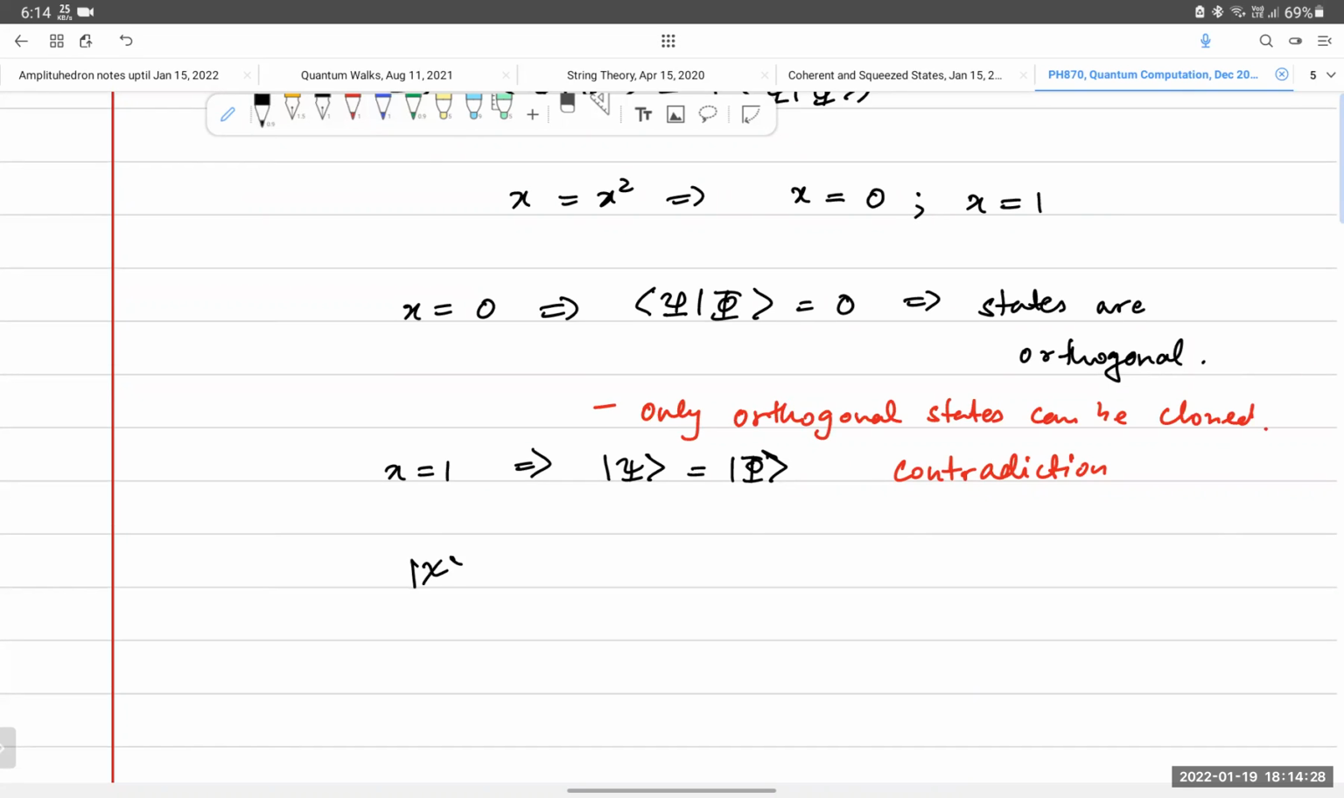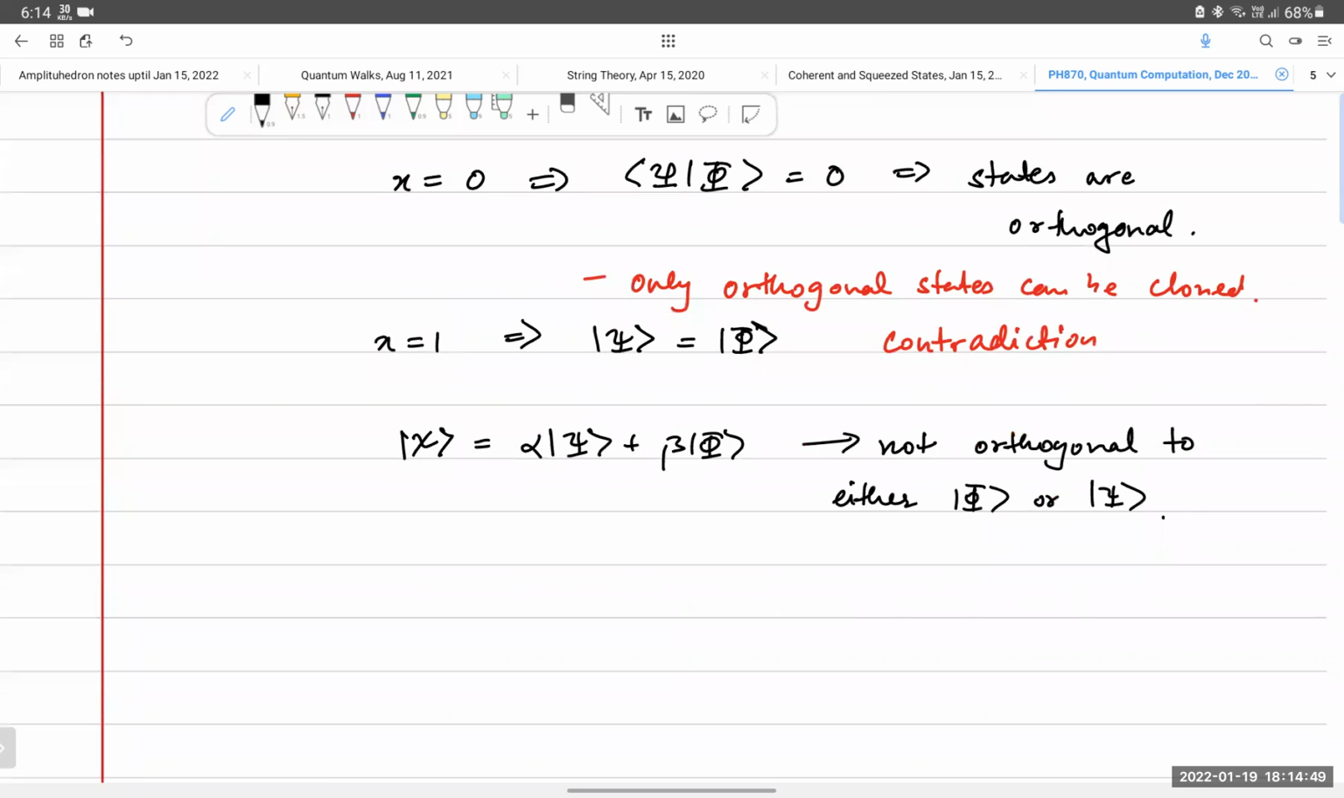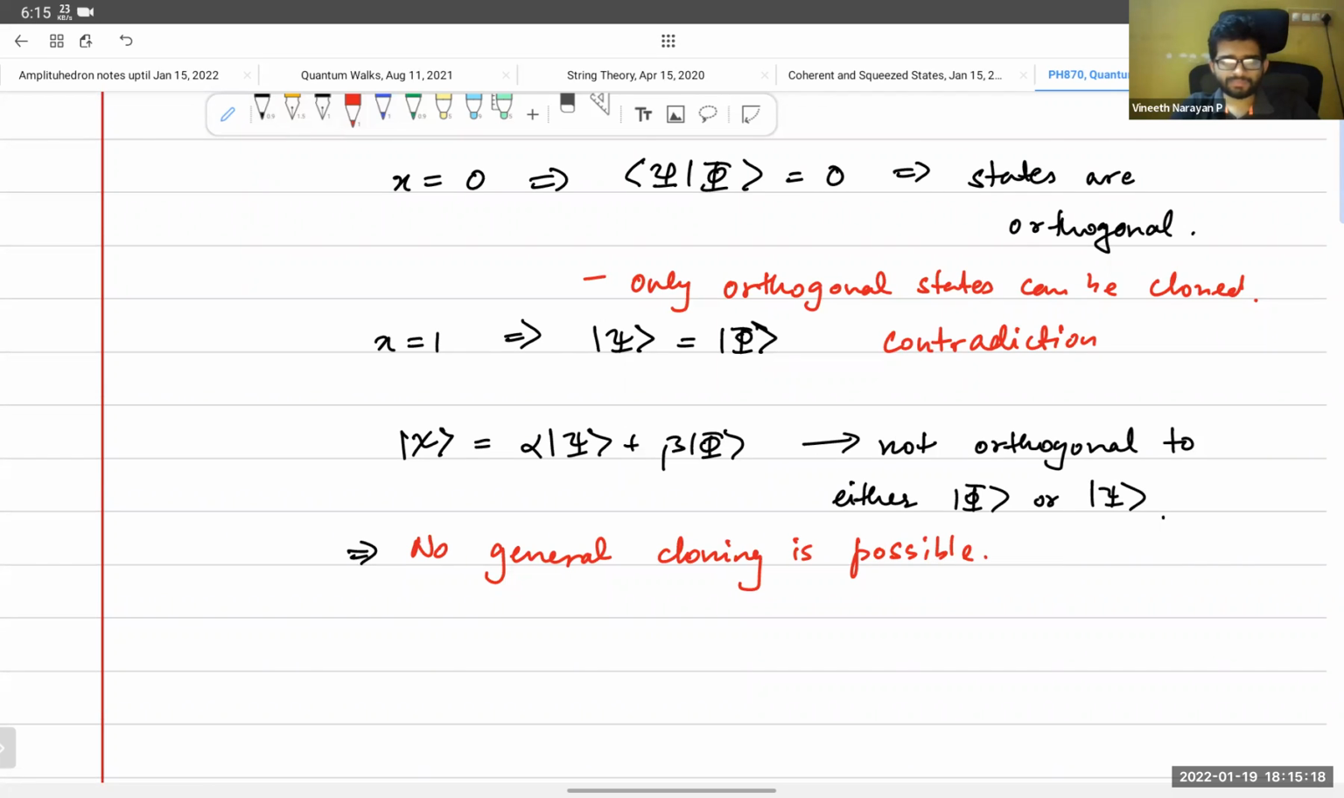But now I can always take some state which is a superposition of these two, and this is not orthogonal to either phi or to psi, right? And so we cannot clone it, which implies that no general cloning is possible. You cannot clone an arbitrary quantum state. And this is a very, very fundamental proof, which was first given by Wootters.